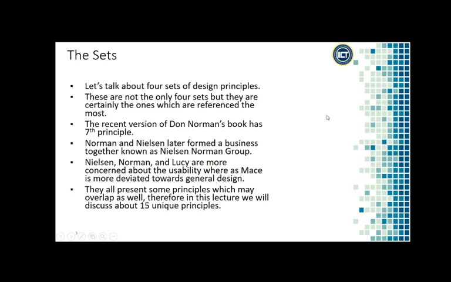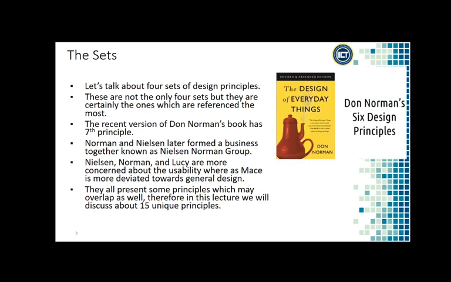So we will talk about the 4 sets of design principles, which I already explained: Don Norman, Jakob Nielsen, Constantine and Lockwood, and Ronald Mace. This is the book, The Design of Everyday Things by Don Norman. It has 6 design principles, but the most recent version of this book has a 7th principle as well.